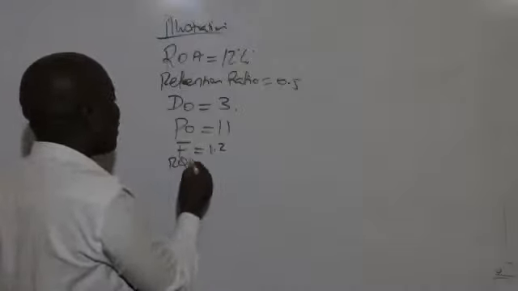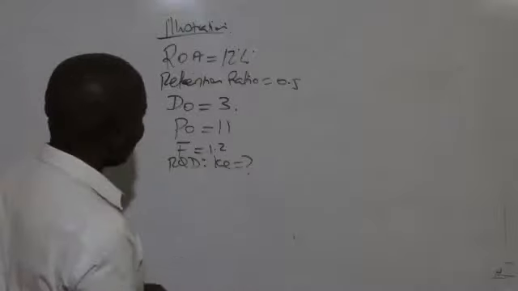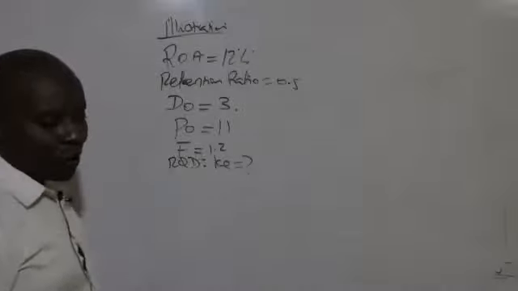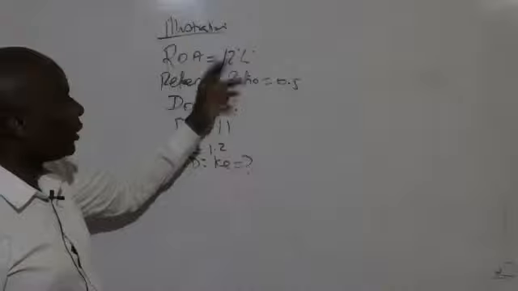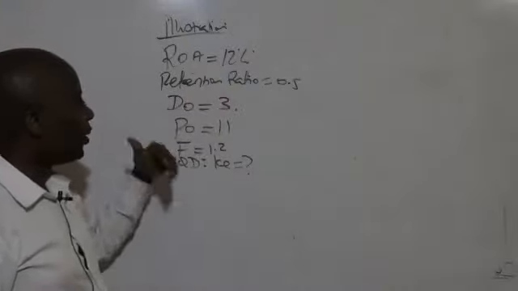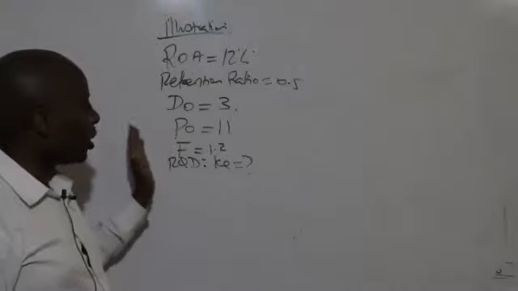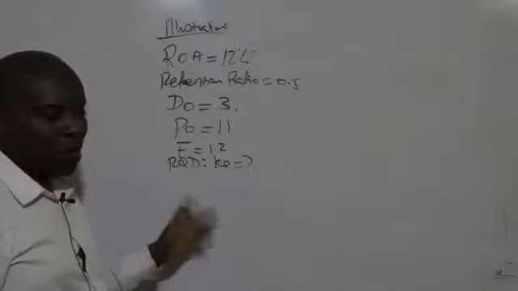And then they want us, ladies and gentlemen, to determine cost of equity. ROA. ROA stands for what here? Return on assets. We have retention ratio. We have DO. We have PO. We have the flotation cost of 1.2. We have here the requirement KE.